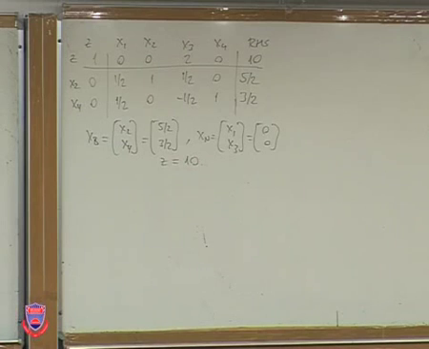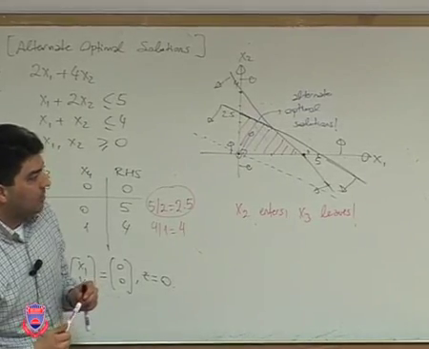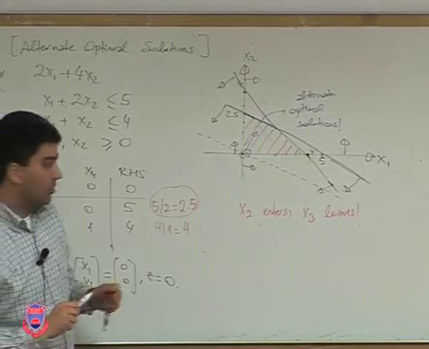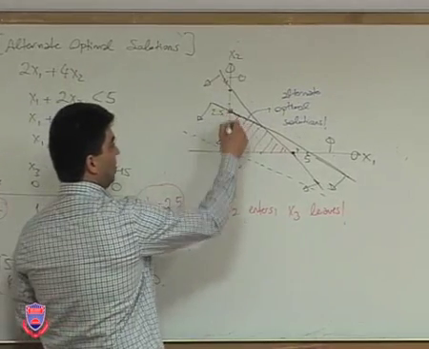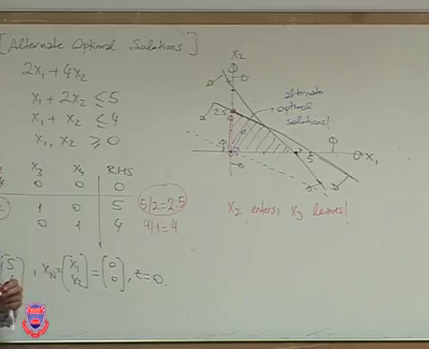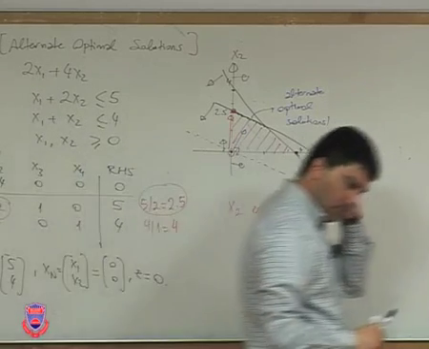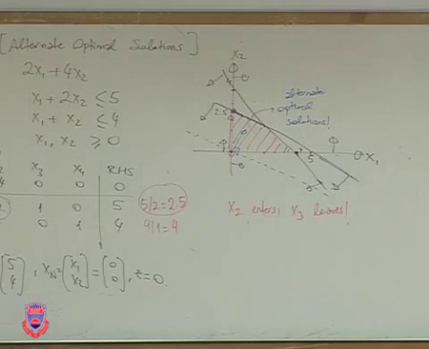Let me come back to this picture. So what's the corresponding solution, the corresponding corner point? Well, x1 is 0, x2 is equal to 5 over 2, which is exactly this point right here. And from the picture, we know that that's an optimal solution. So what does the tableau actually tell us?